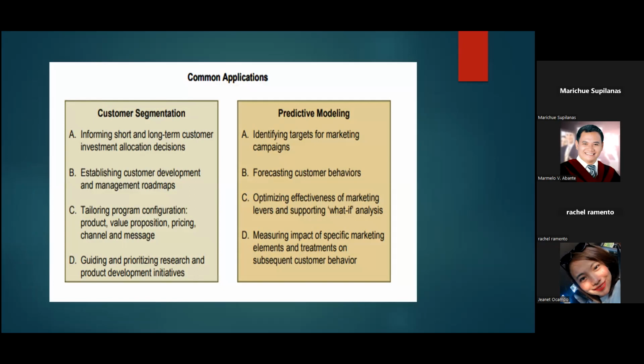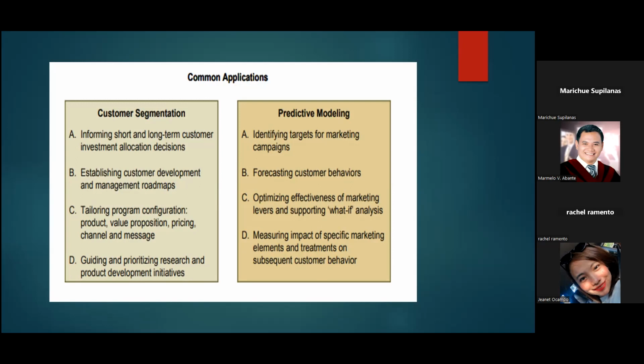For customer segmentation applications, letter A, informing short and long-term customer investment allocation decisions. In making customer investment decisions, the future value of a customer to a business can vary tremendously by segment. Segmentation provides a framework to help identify the optimal customer investment strategy for each unique segment. For some segments, the investment may be directed towards further developing customer relationships, while for other segments, the investment is made to produce new products and services that address unmet customer needs.